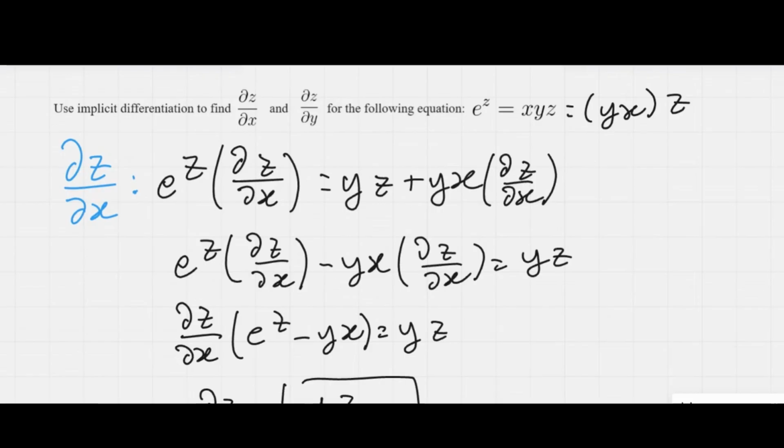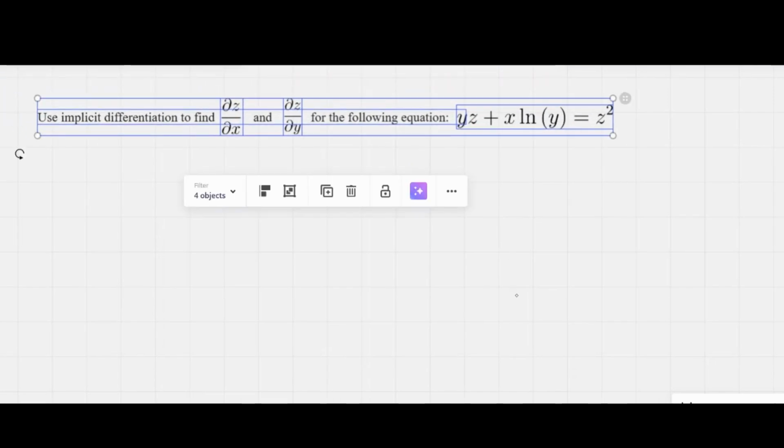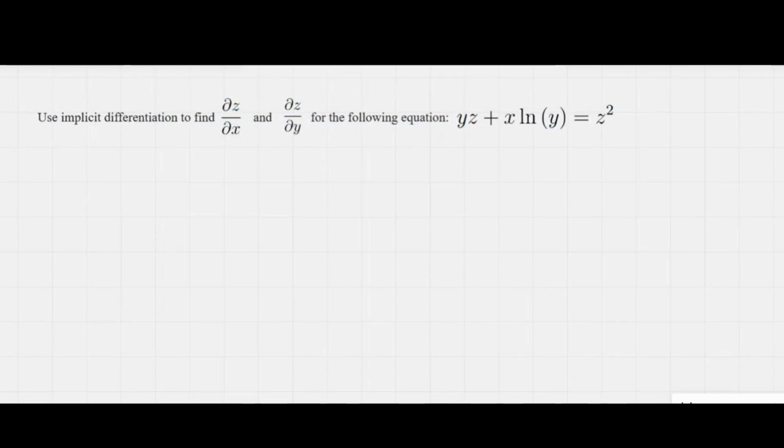Let's look at a final example of implicit differentiation. Right, now we're asked to use implicit differentiation to find del z over del x and del z over del y for the following equation: yz plus x ln y is equal to z squared. Again, we're assuming that z is defined implicitly in this function. All right, so again, we'll start off by trying to find del z over del x. Let me again use a different color.